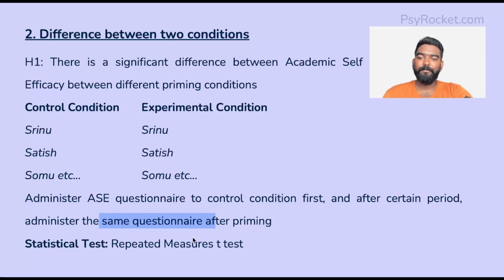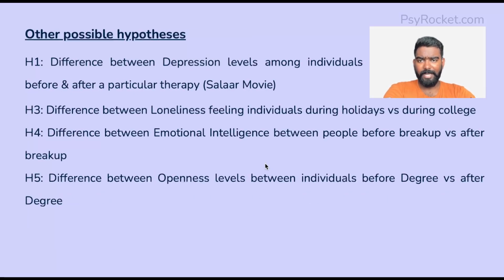In these cases we are using repeated measures. Okay. See, in the control condition also there are the same people, in the experimental condition also there are the same people. We are repeating the same measure on the same sample. In this case, what we will use is the repeated measures t-test. And there are some other possible hypotheses.